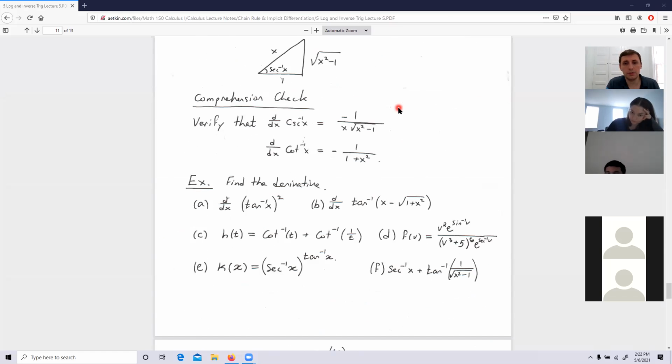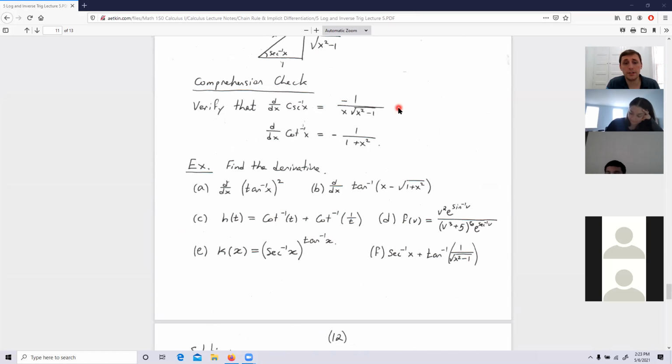Here I just mentioned the calculations of all those different various functions, guys. Here, very quickly, please calculate the derivative of tangent inverse squared.